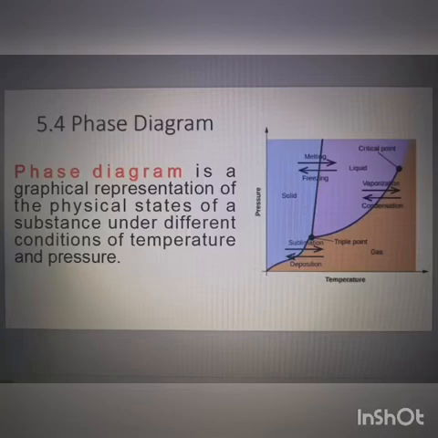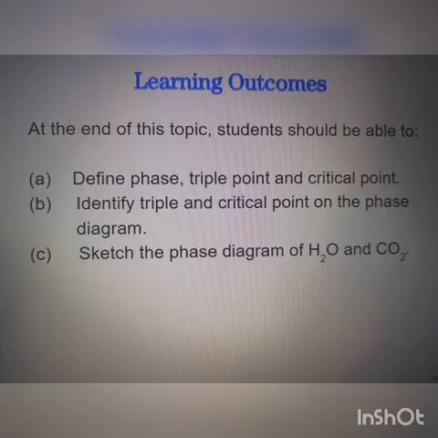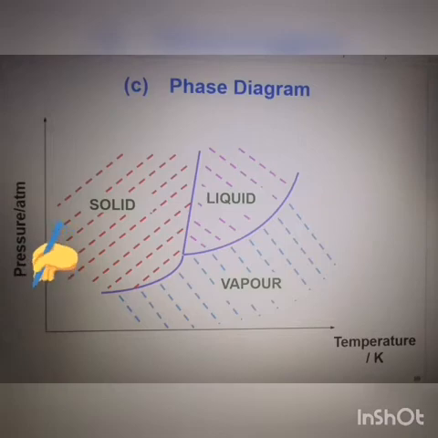Phase diagram for 5.4, which is a graphical representation of the physical states of a substance under different conditions of temperature and pressure. Learning outcome. First one, we define phase, triple point, and critical point. And also, we try to identify triple and critical point on the phase diagram. And next one, we try to sketch the phase diagram of H2O and CO2.